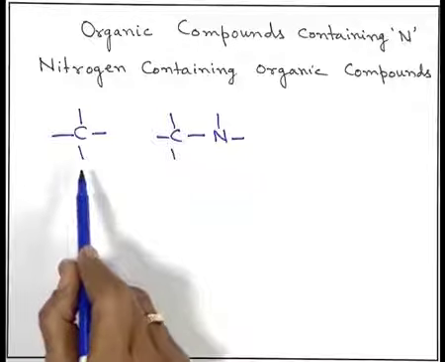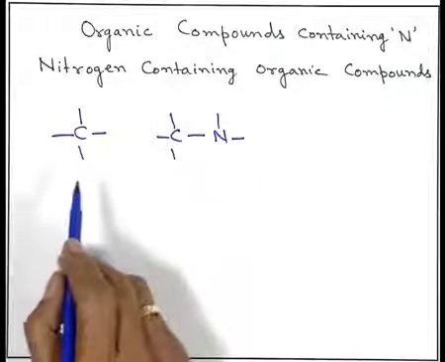Today I would like to discuss with you an interesting topic, that is organic compounds containing nitrogen, or you can call it in another way, nitrogen containing organic compounds. Now, organic chemistry is a specialized science. By definition, it is the chemistry of carbon compounds. So, I should say carbon is a must. Carbon is a must in organic compounds.